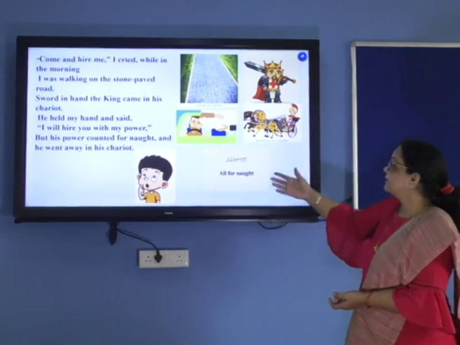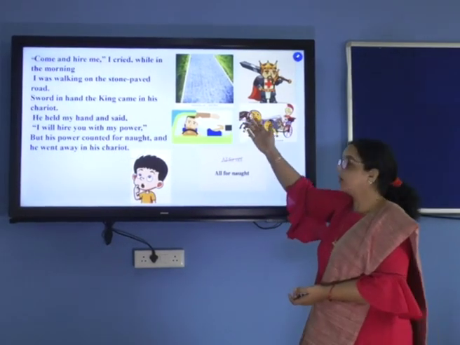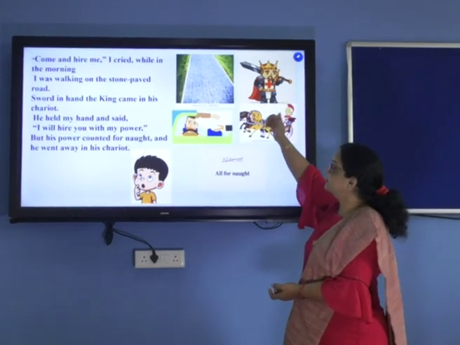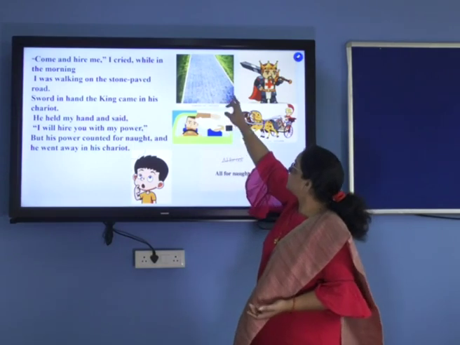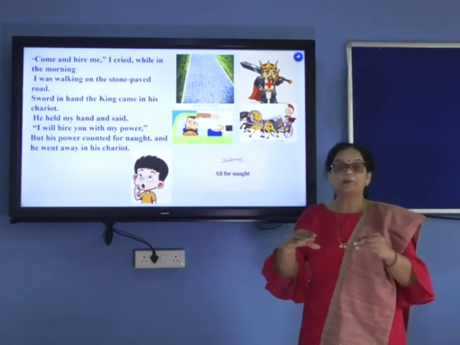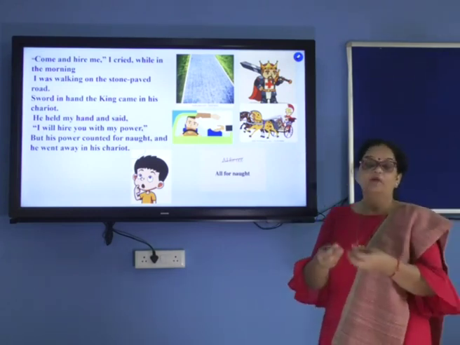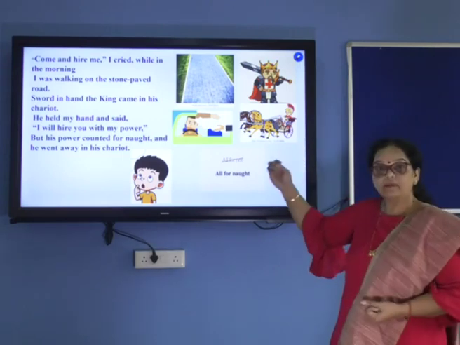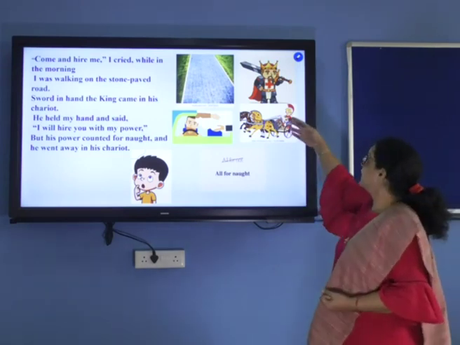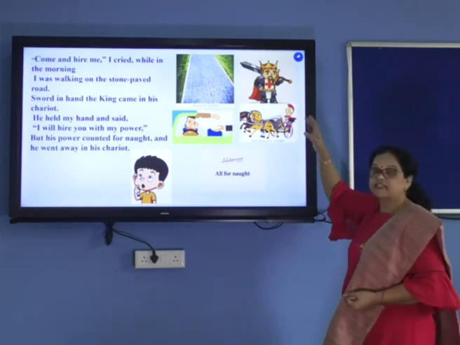So you see, someone came to the man. Who came to the man? A king. When he was crying on the stone-paved road, the road made of stones, and was begging somebody for work, wanting to hire himself, the king came and gave him the offer. And how? The king had a sword and was on a chariot. You can see the pictures.